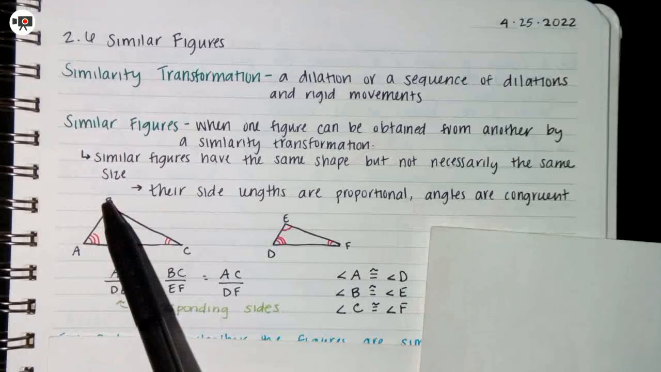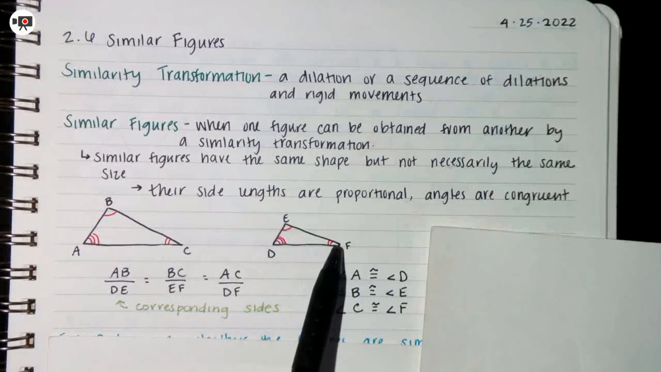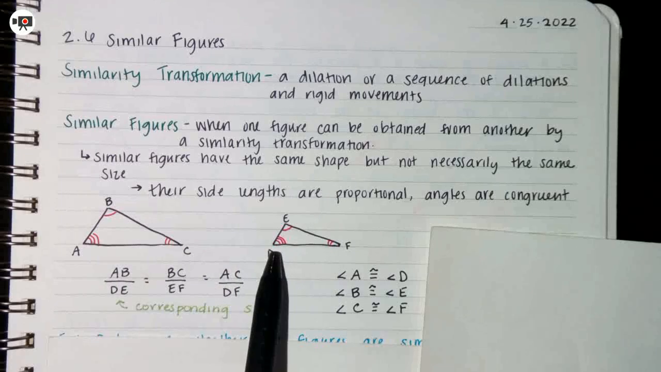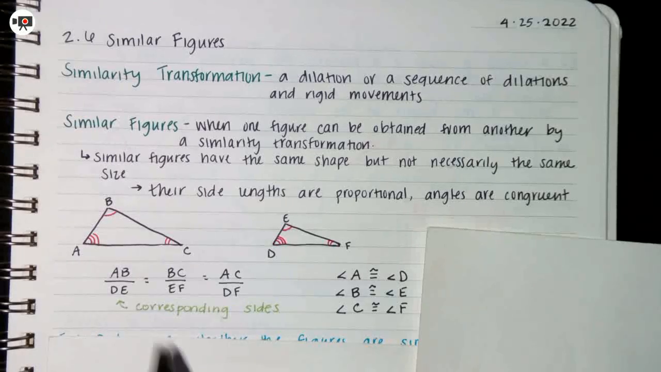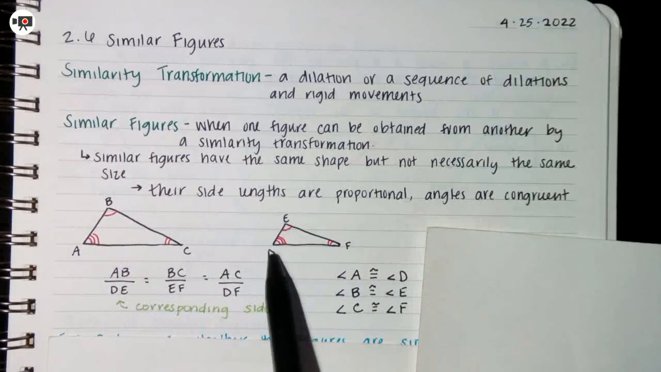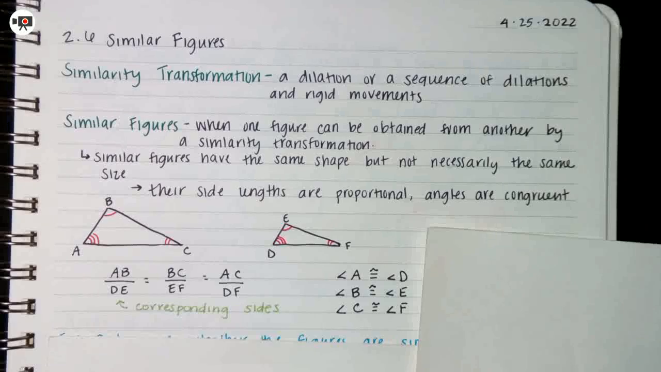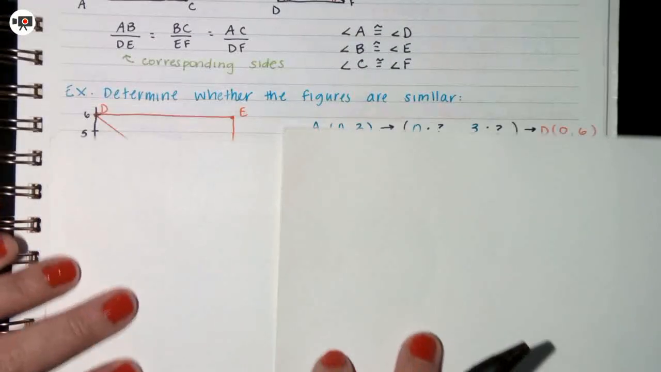Then I have side lengths. AB is proportional to DE, BC is proportional to EF, and AC is proportional to DF. They are the corresponding sides. If your triangles are in different orientations, like if one is more up and one is more sideways, you would use the angles to see what are their corresponding sides. Or if it's clear to see which one is the hypotenuse, which one is the smallest side, you would do it that way. So we're going to determine whether the figures are similar.